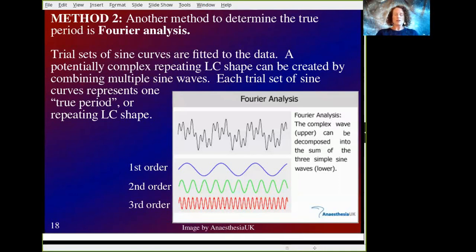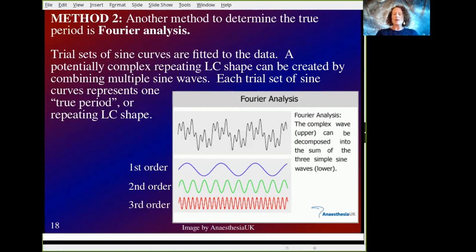The second period determination method that we're going to talk about is called Fourier analysis. And so in this type of period determination, what you would do is you would fit trial sets of sine curves to the data. And so this would be certainly more than one sine curve, because unless you're really lucky, your data are not just going to look exactly like one sine curve. But you fit a set of them. So a potentially complex repeating light curve shape can be created by combining multiple sine waves. And then each trial set of sine curves represents one true period or repeating light curve shape. And so I want to show you that idea here.